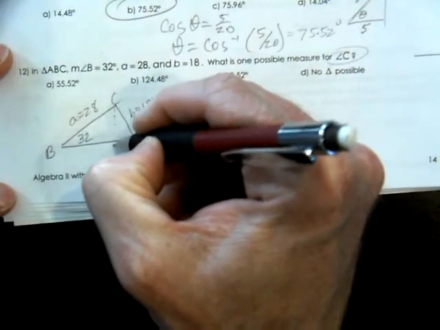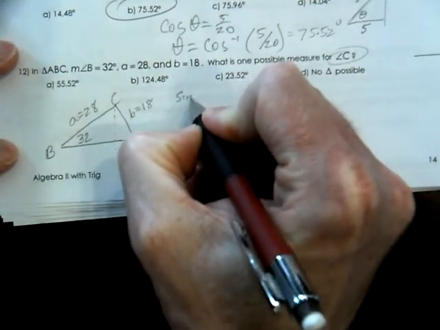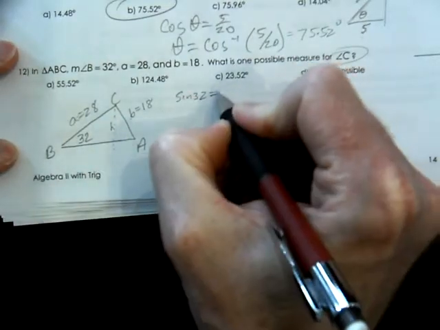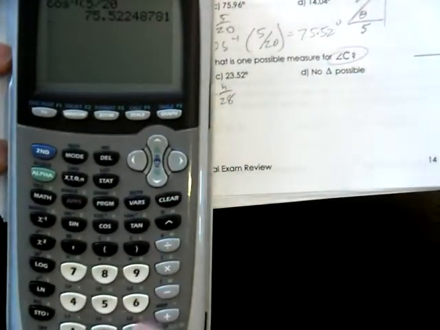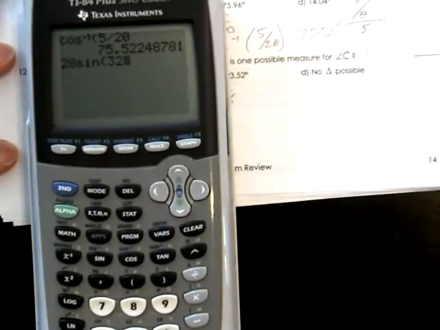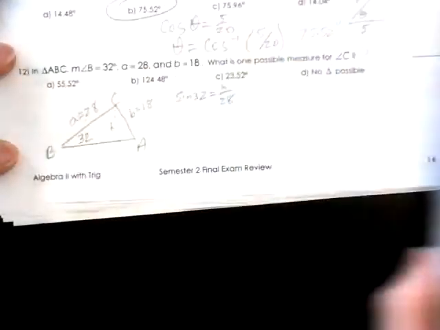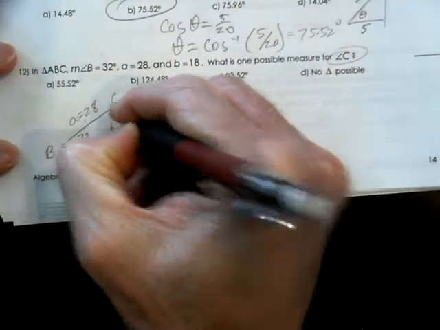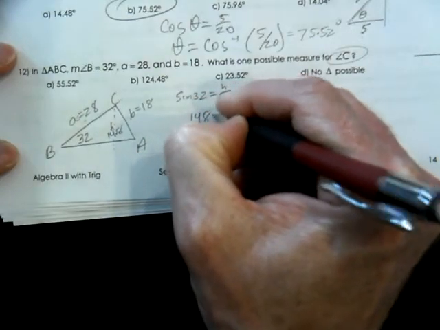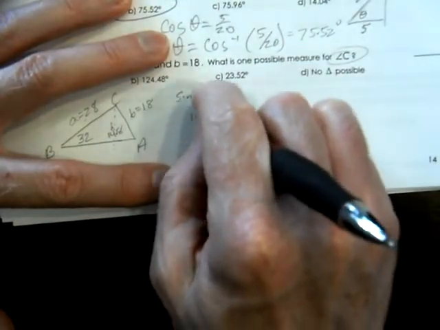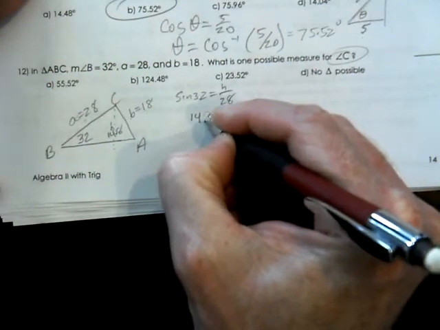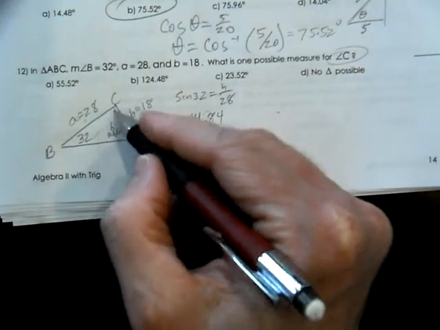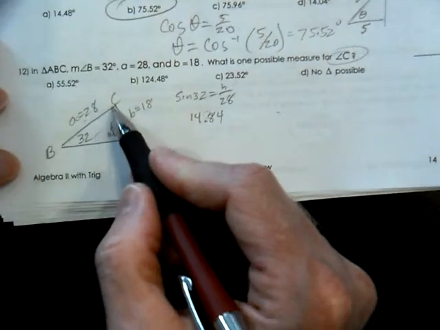Let's do the sine of 32 equals the height over 28. And that's 14.84. So yes, it's going to touch the ground and it could swing both directions. So we could have two different angle values for this.